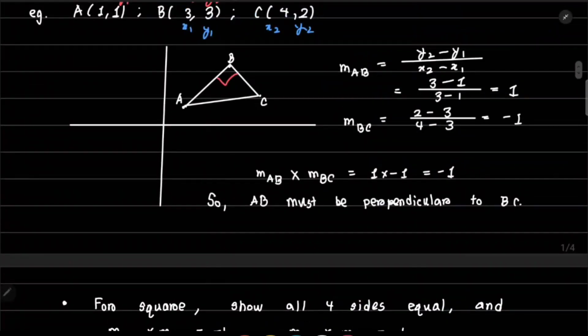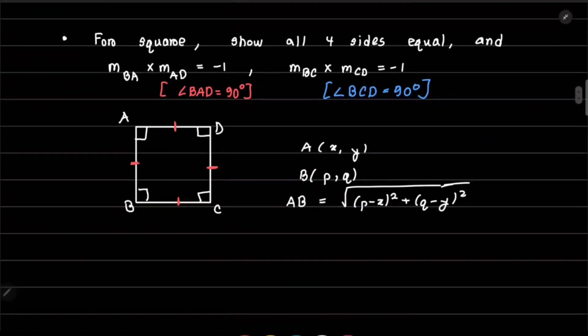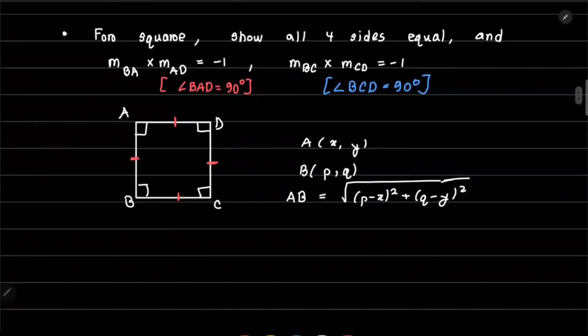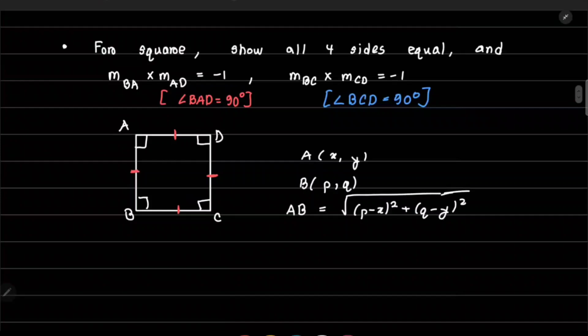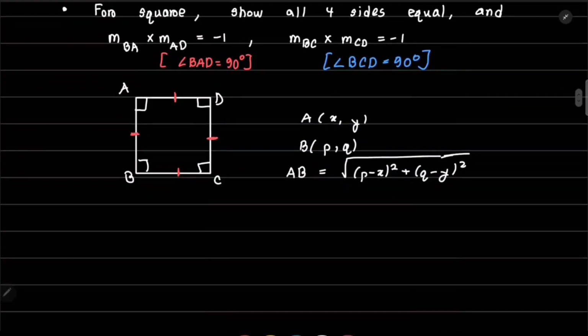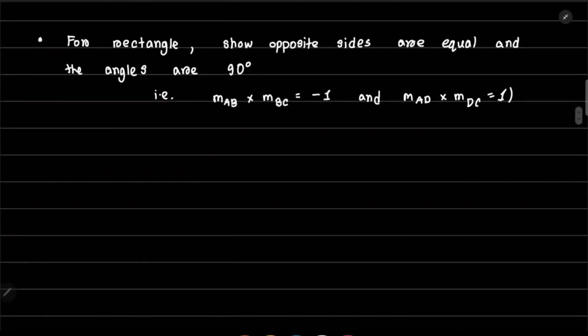For the angles, we'll do the same thing. We'll multiply the gradient of the lines and check if it comes out to be minus 1. For rectangles, we will do a similar thing for the angle, but we only have to check that opposite sides are equal. And this is how we show that this is a rectangle.